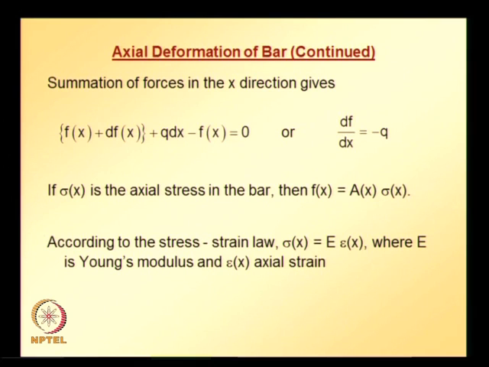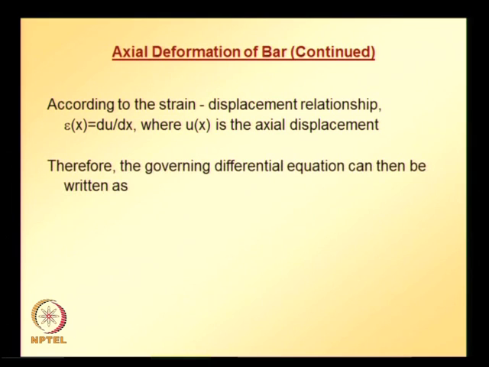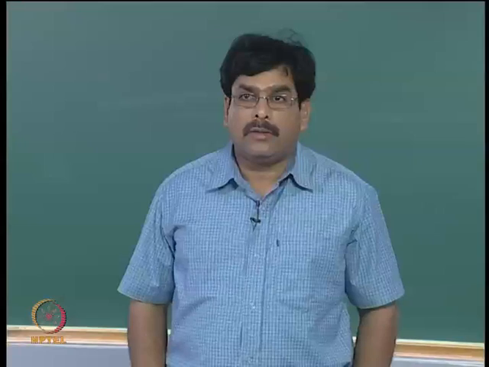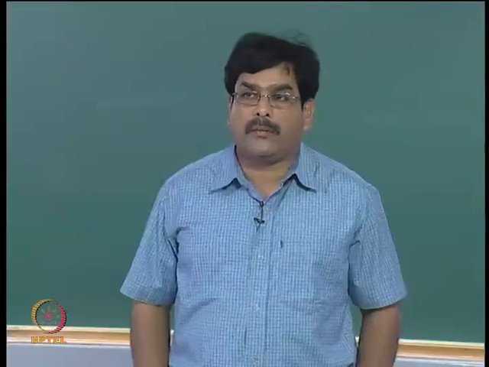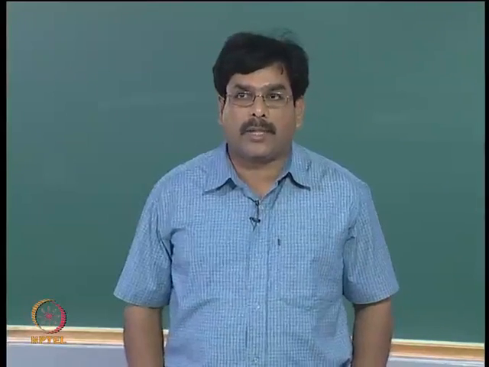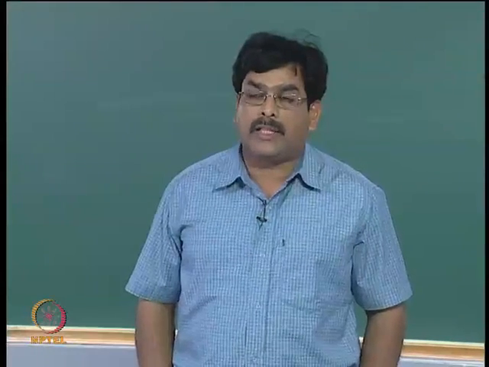Strain here is denoted with epsilon, stress with sigma, Young's modulus with E. And also we know that according to the strain-displacement relationship, strain epsilon is the derivative of u, or derivative of displacement with respect to x, where u is axial displacement. And so, substituting all this, that is, f is equal to stress times area of cross section. Stress is given by Young's modulus times strain, and strain is given by the first derivative of axial displacement.